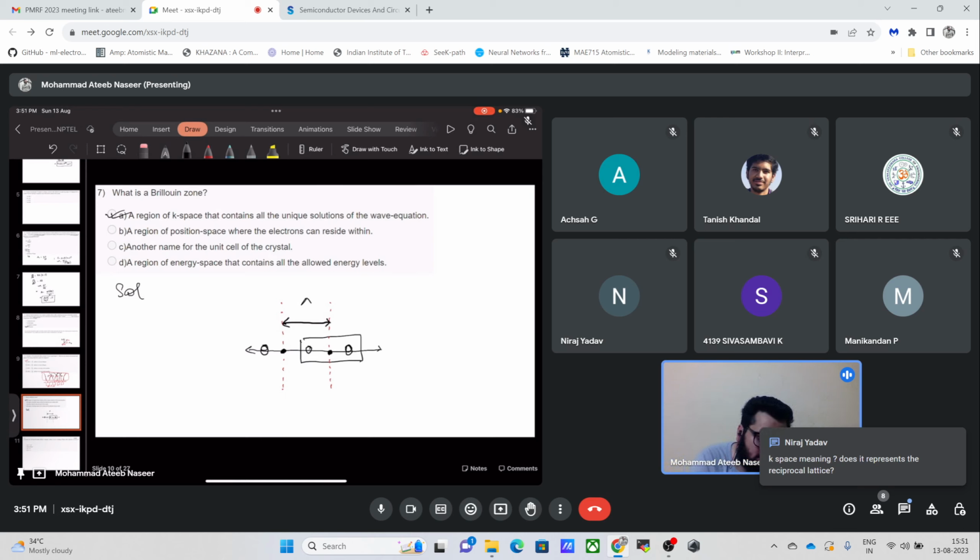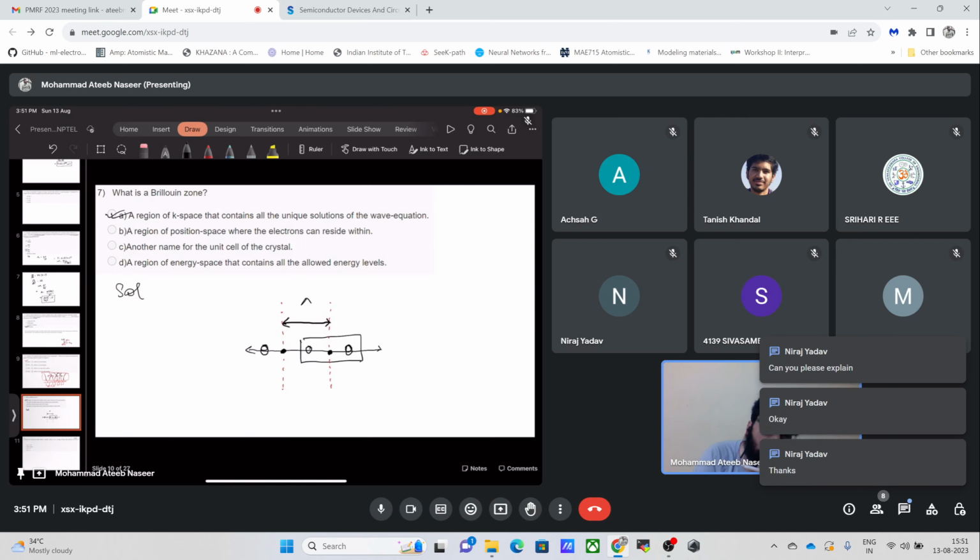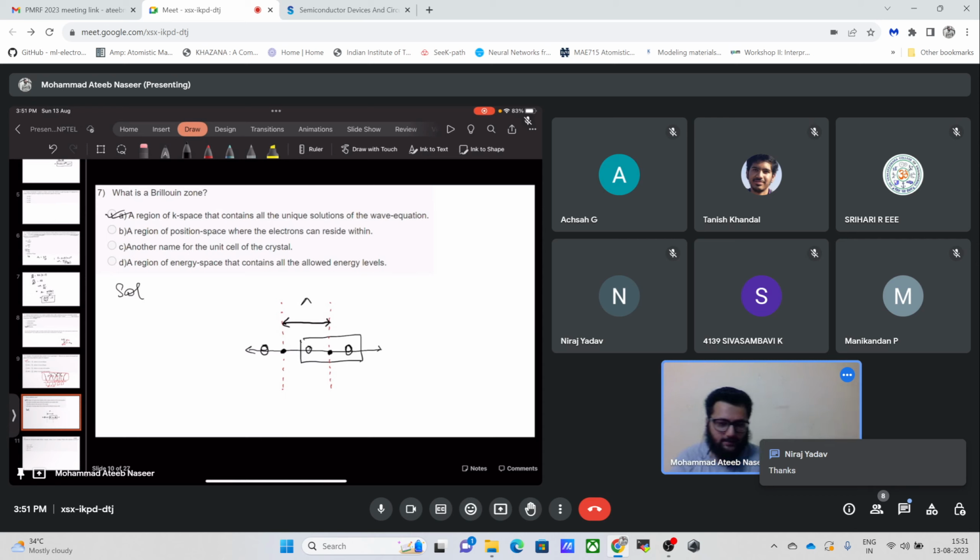Yes, K space means reciprocal lattice. What kind of explanation do you need? Okay, thanks. Let me add some points to this. For example, if I am in the time domain, I go to the frequency domain, that is the Fourier transform. Similarly, if I am in the direct space, I go to the reciprocal space. You can consider it as a Fourier transform.